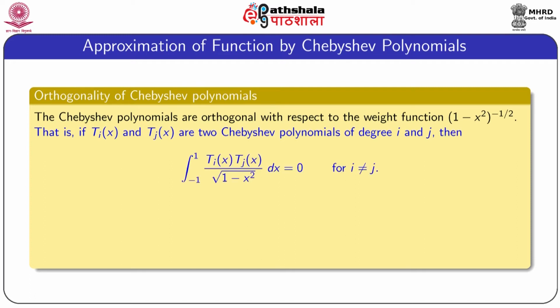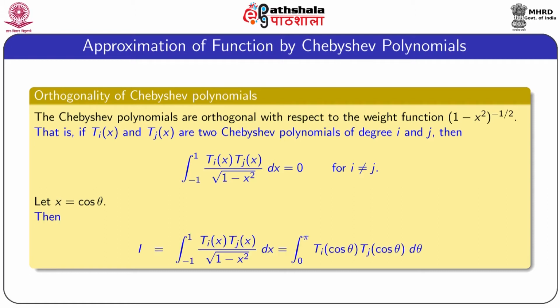If the polynomials Ti(x) and Tj(x) are orthogonal with respect to the weight function (1 minus x square) to the power minus half, we have to prove that the integration from minus 1 to 1 of Ti(x) into Tj(x), divided by root over 1 minus x square, dx equals 0 for different i and j. If i and j are equal, then the value of this integration is non-zero. To prove this result, we consider x equal to cos theta.